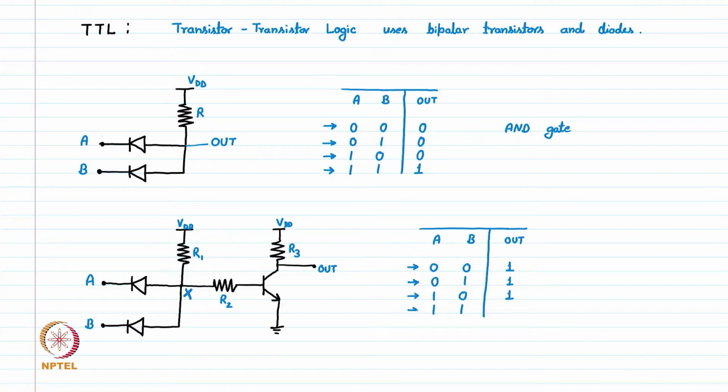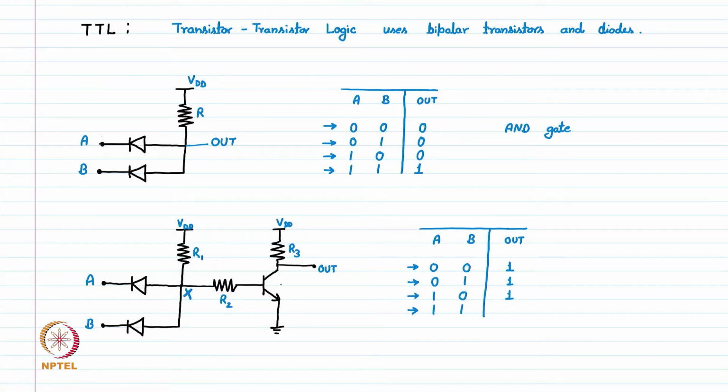For the fourth case, when both of the inputs A and B are high, this node X is already pulled to VDD through R1. So these diodes are turned off. So this node X is VDD, high voltage. When this node X is VDD, the base to emitter voltage of this BJT is high, emitter voltage is 0 and the base voltage is VDD.